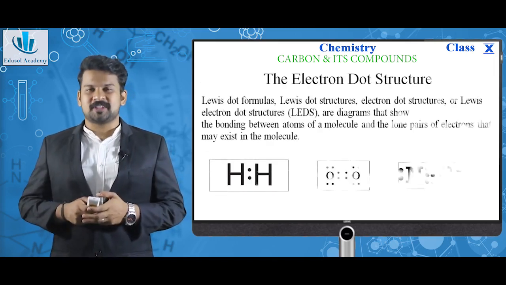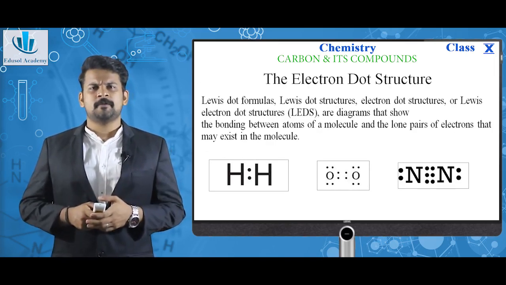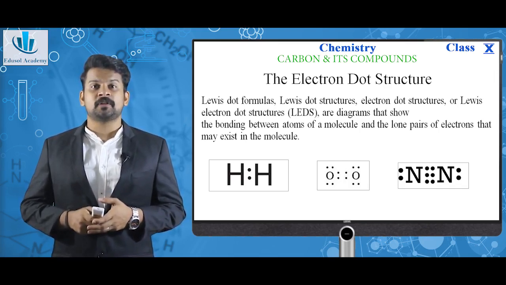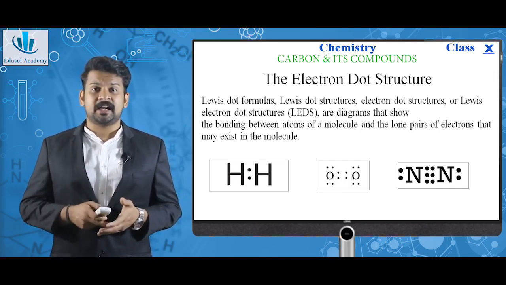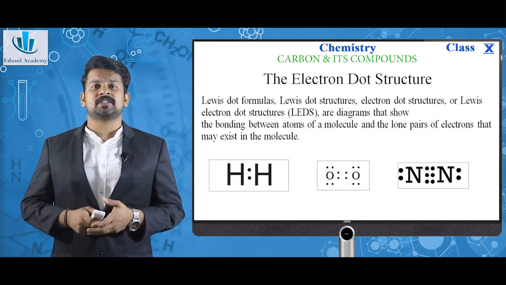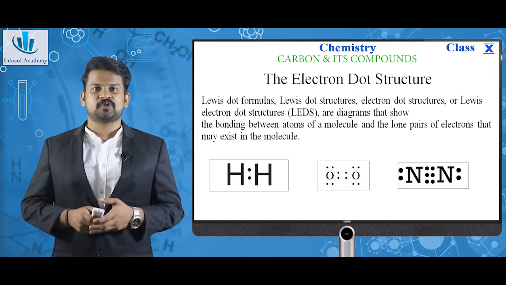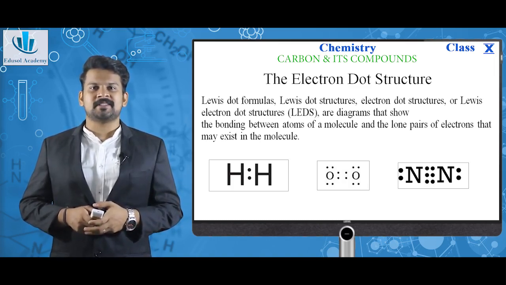The electron dot structure. It is the simplest depiction of a compound showing the bonding in it. It is also called Lewis dot structure. Just as we discussed how covalent bonding takes place in hydrogen, oxygen, nitrogen and methane molecules. As you can see in the picture, the electron dot structures for hydrogen, oxygen and nitrogen molecules are here.